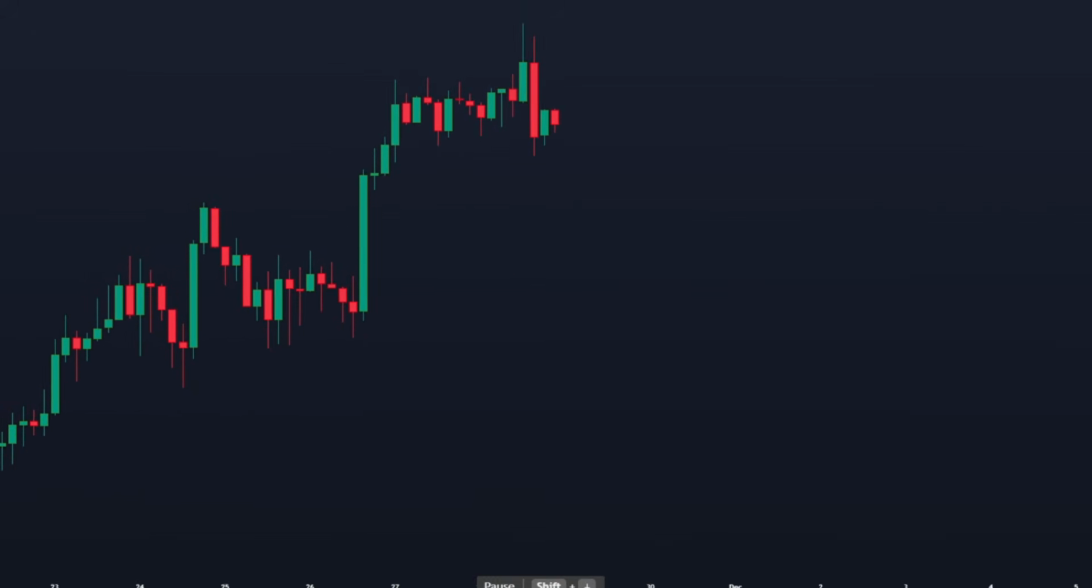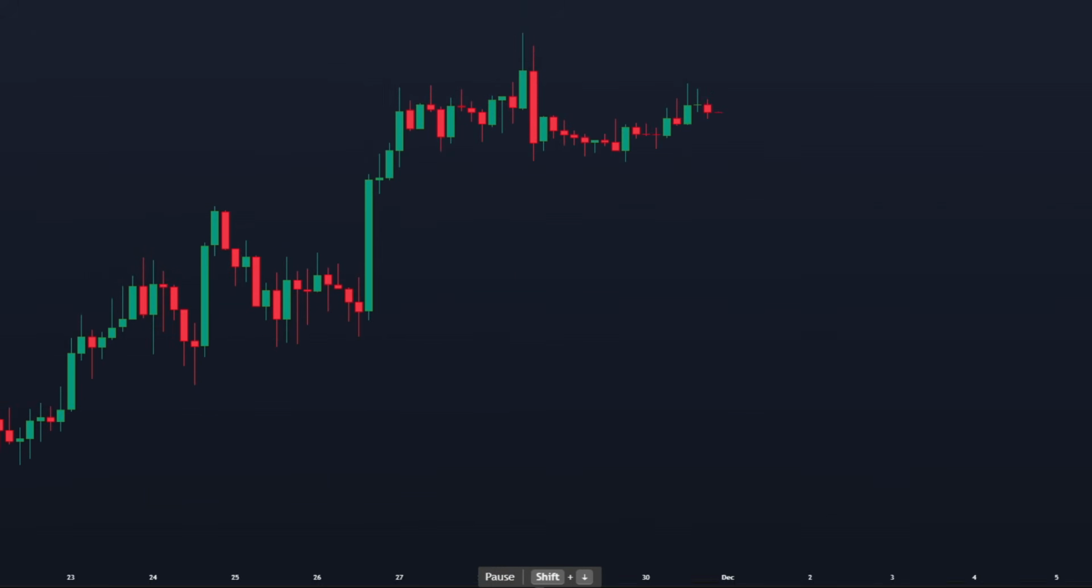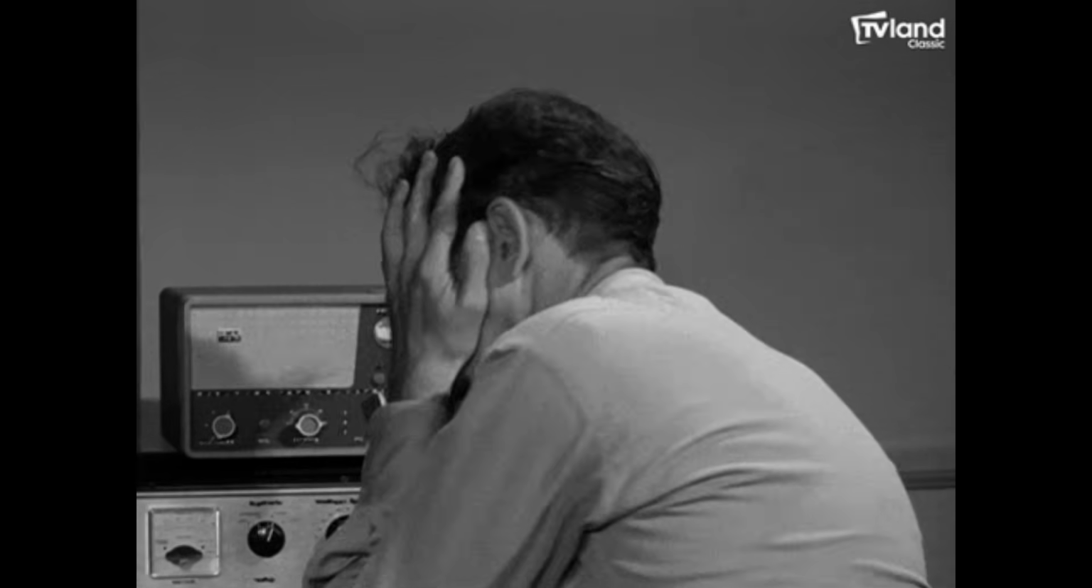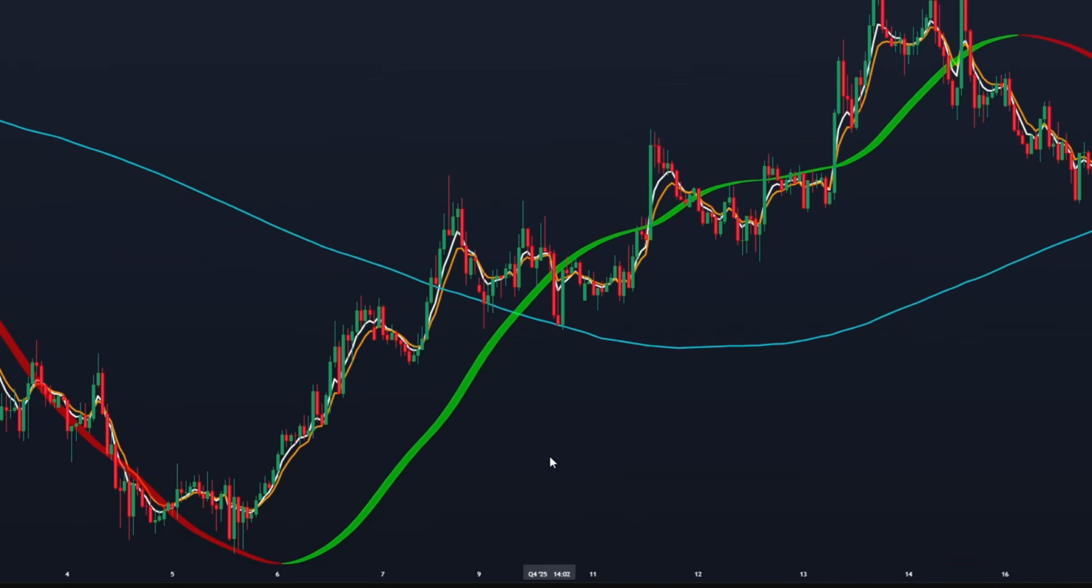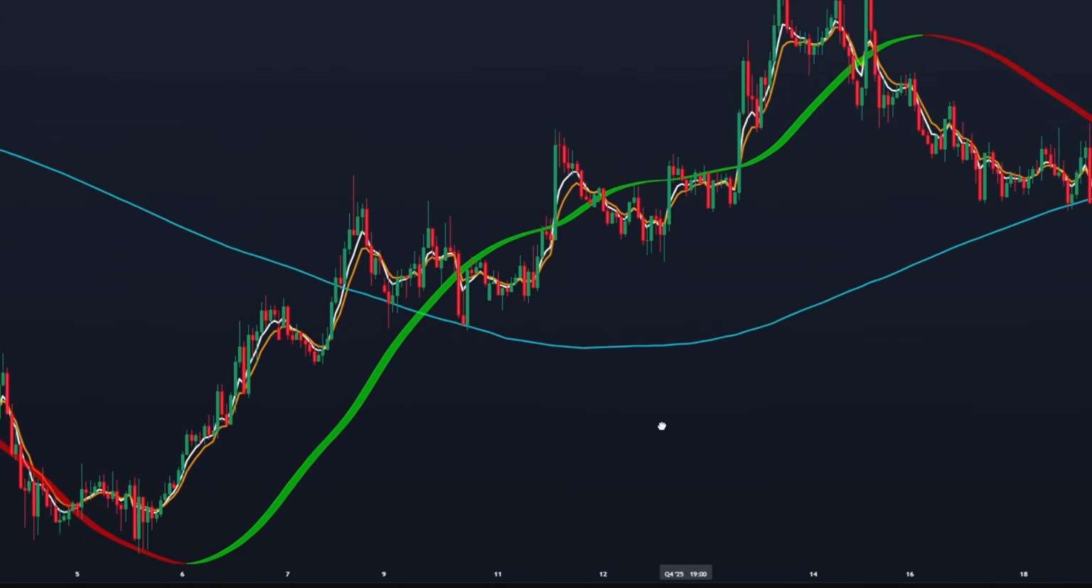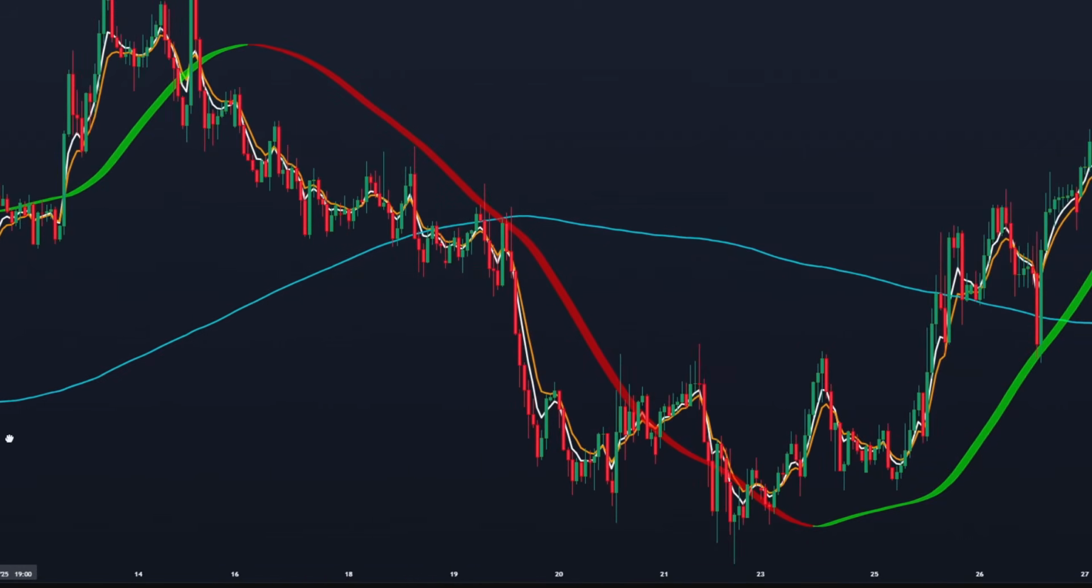Sometimes a chart looks completely normal, until suddenly the trend shifts, and you're left wondering why you didn't see it coming. It happens to everyone, but there's a simple way to catch those early changes without guessing. Today, I'm going to show you a tool that reacts insanely fast to momentum shifts and a strategy built around it that gives you clear, low-risk entries.